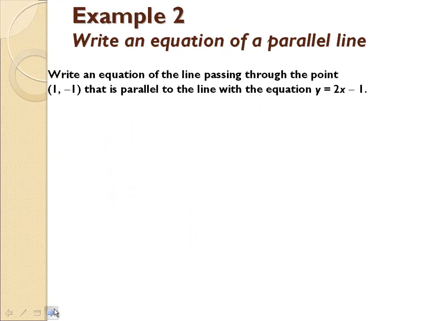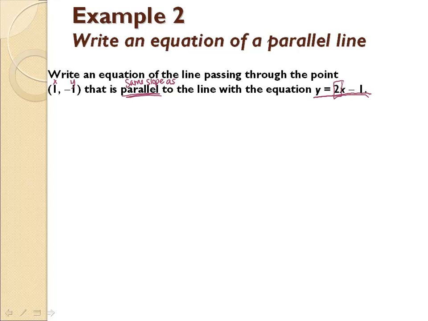My second example here, write an equation of a parallel line. As soon as you hear parallel, you should think they've got the same slopes. So write an equation of a line passing through the point 1, negative 1. So I've got an x and a y here. That is parallel to, so you should think has the same slope as, the line with the equation y equals 2x minus 1. The only thing we're really going to care about this line is it's got a slope of 2.